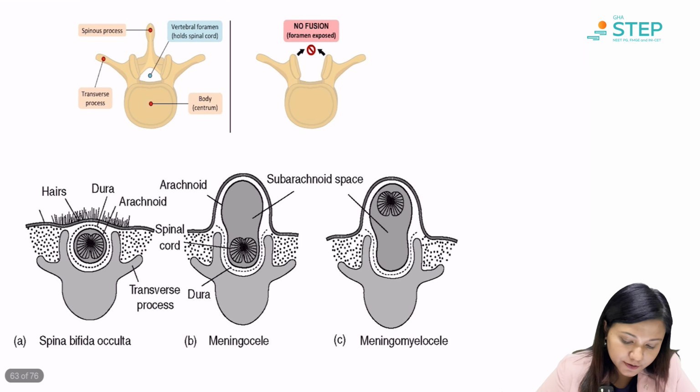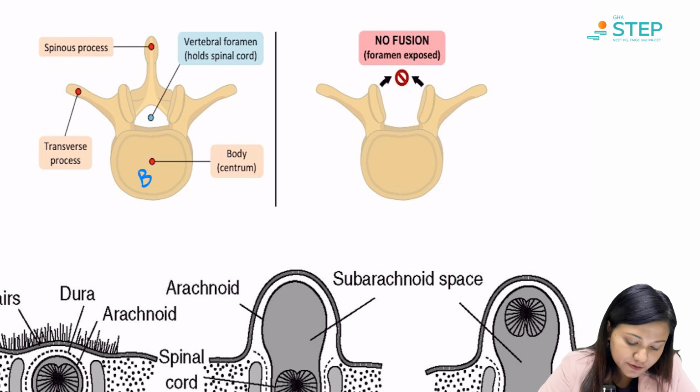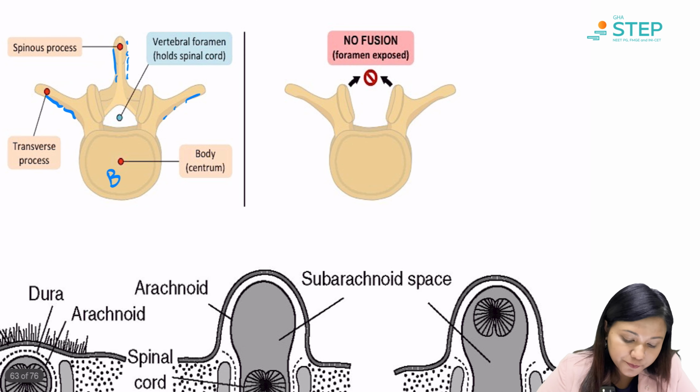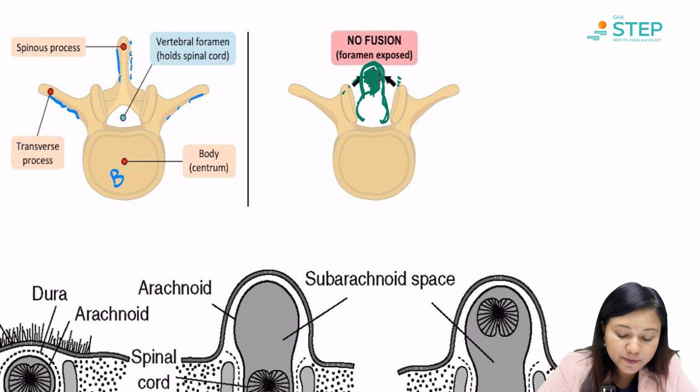If you see this vertebra, this is the body of the vertebra, these are the transverse processes, and you have the spinous process. Now the spinous process is formed by the fusion of the dorsal arch. So if there is no fusion of the dorsal arch, the vertebral foramen contents will bulge out, and this bulging out is known as meningocele and myelomeningocele. In the meningocele you will have only the meninges and the CSF, and in the myelomeningocele you will also have the spinal cord.